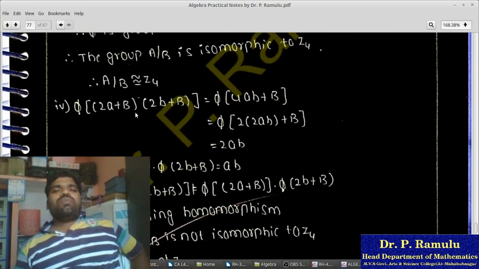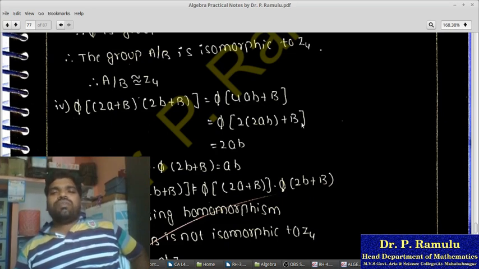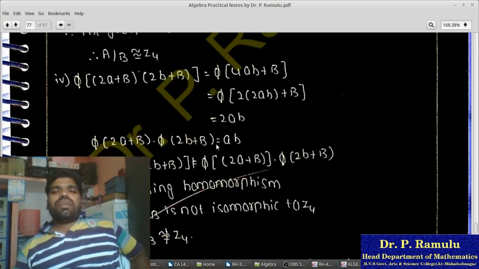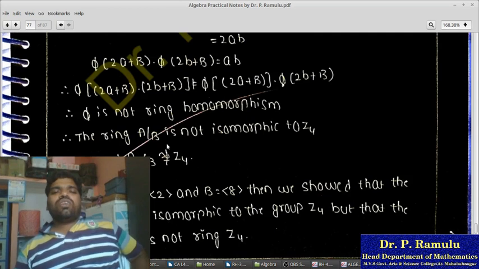If I take pi of (2a + B)(2b + B), that is nothing but 4ab + B. You can write it as 2 times 2ab + B, so pi of it equals 2ab. But pi of 2a + B times pi of 2b + B equals ab. Both are not equal. Therefore, pi is not a ring homomorphism.